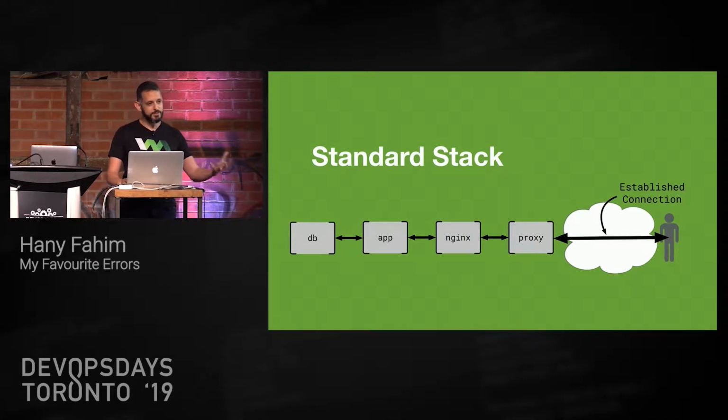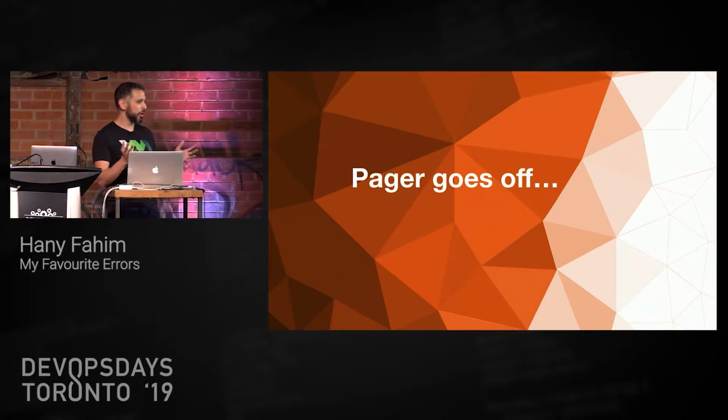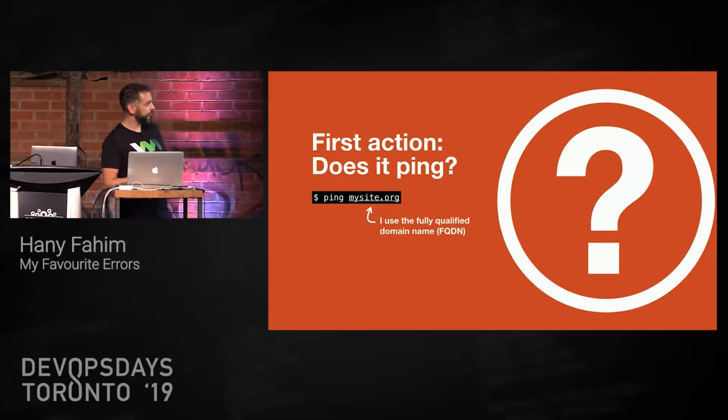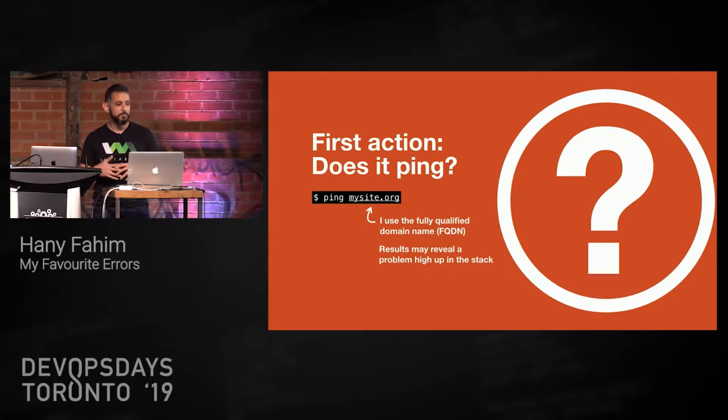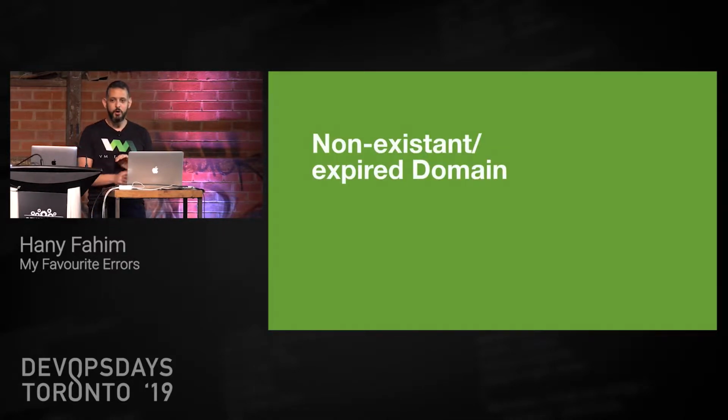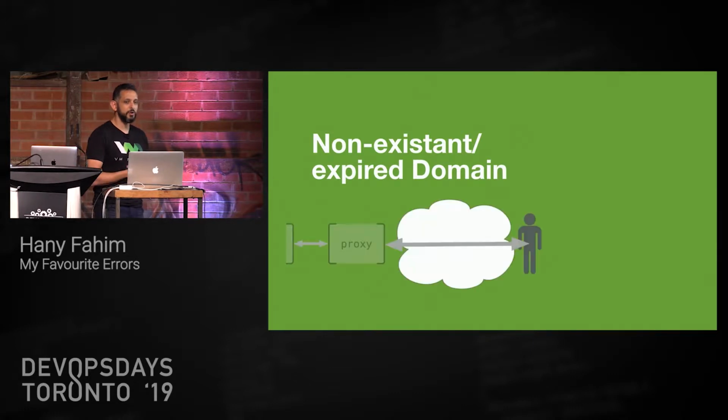Like most of my talks, it usually begins with the pager going off. Something is broken, and as a force of habit, my first reaction is, does it ping? I usually like to use the fully qualified domain name because it uses a DNS lookup as well. And the results of this may reveal problems higher up in the stack and avoid wasting a lot of valuable time. For example, one that I come across is non-existent or expired domains.